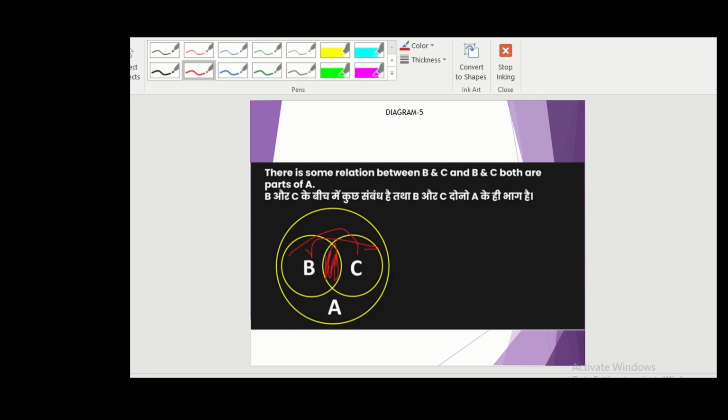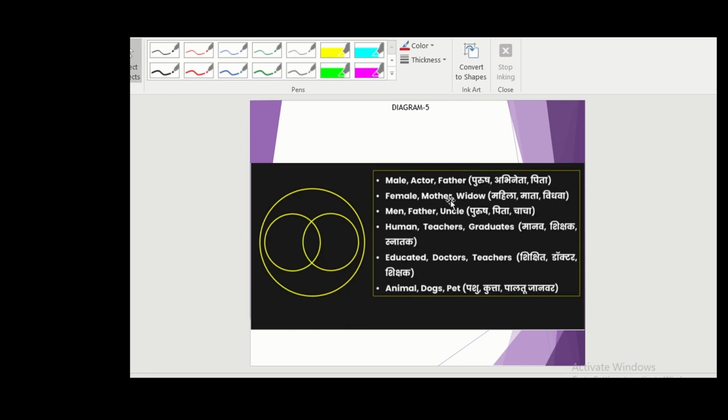So check the examples like female, mother and widow. This is female, this is mother, and this is widow. There will be some mothers who are widowed. They are mothers, but their husband has died or divorced, so they are widows, but they both are females.